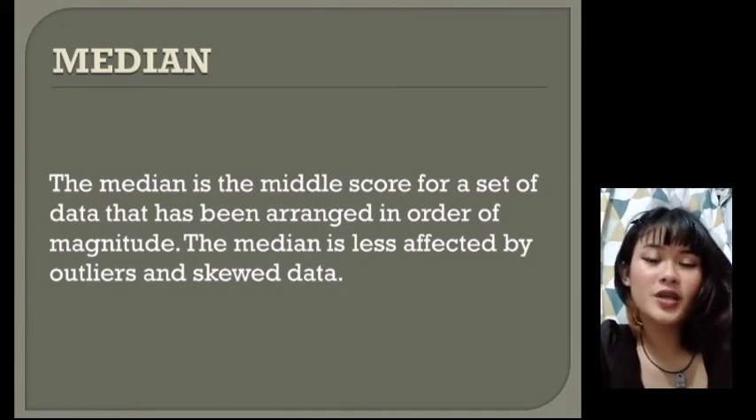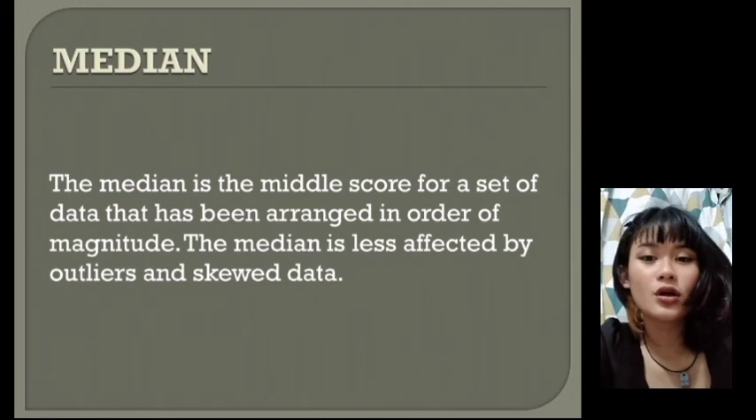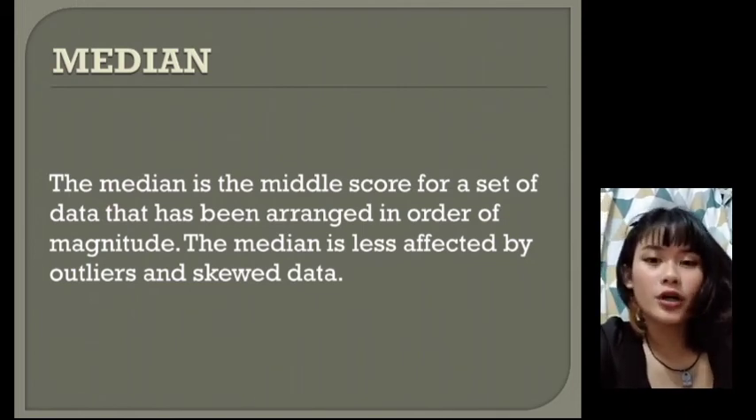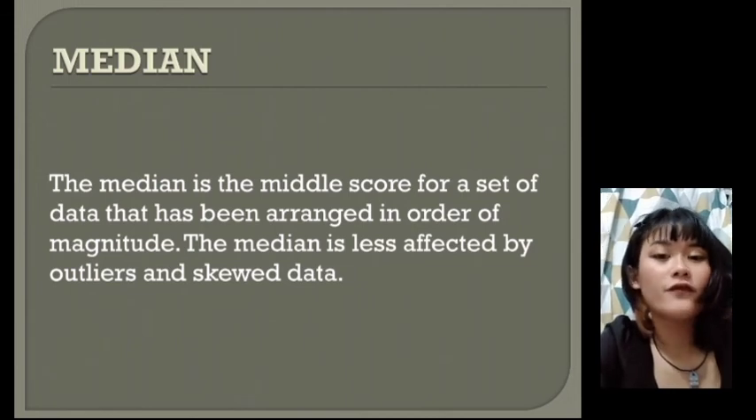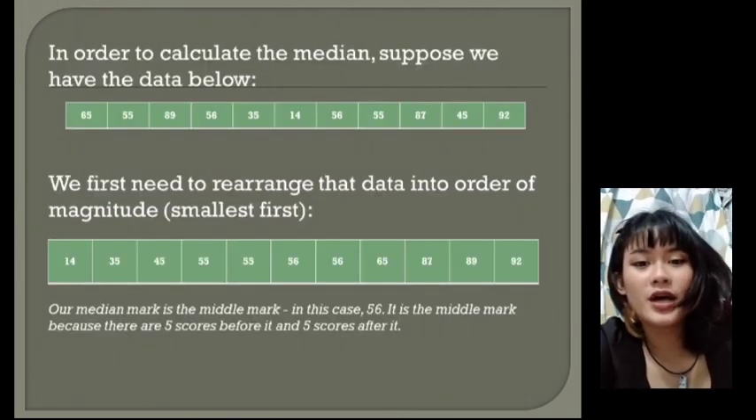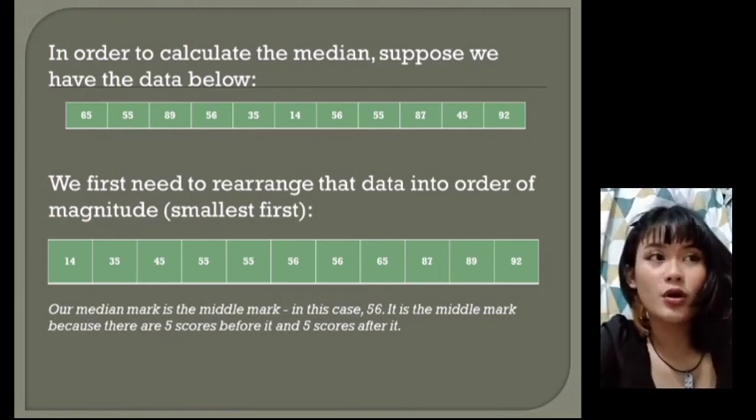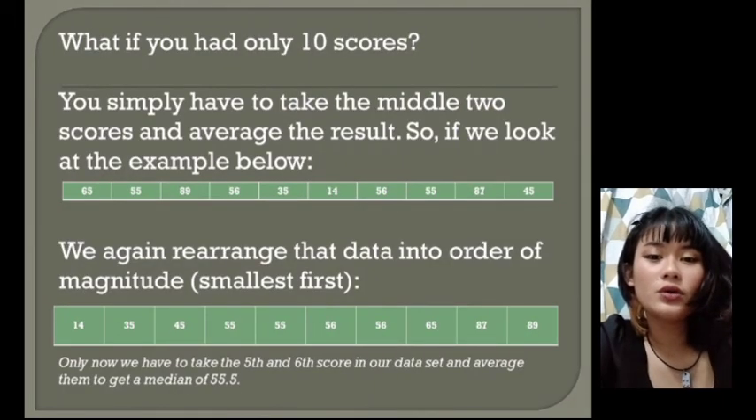Next is the median. The median is the middle value, and the way in which we calculate this is to order all the values to start off with from smallest to largest. If we have an even number of values, you simply have to take the middle two scores and average the result. So if we look at the example below, we again rearrange the data into order of magnitude, smallest first. Only now we have to take the fifth and sixth score in our dataset and average them to get a median of 55.5.